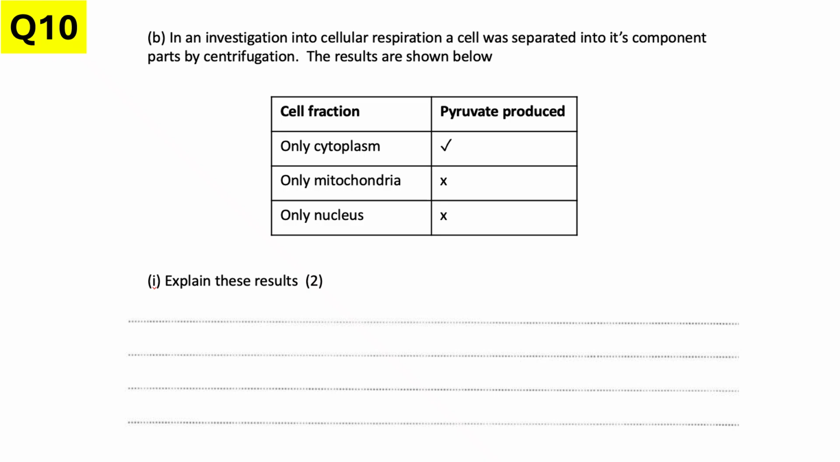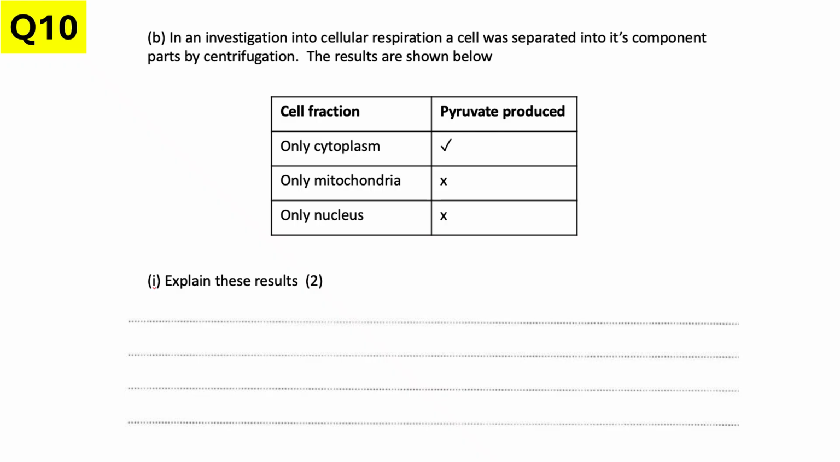So part B to this question gives us a little bit of information about an investigation that was carried out into the production of pyruvate. And what they've done is to take some cells and they've physically broken up the cells by a process called homogenation, and they've released the cell components, including the nucleus, the mitochondria, and the cytoplasm, and they've separated these components based on a process called centrifugation.